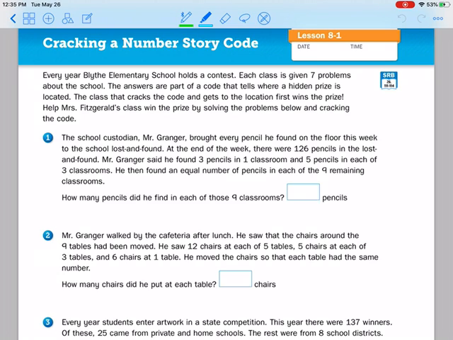So let's circle what we already know. We already know that he found 126 pencils and he put them in the lost and found. Now, where did he find those pencils? Well, he found 3 pencils from one classroom, 5 pencils in each of the 3 classrooms, and then he found an equal number of pencils in each of the remaining 9 classrooms. So there's a few things that we have to do.